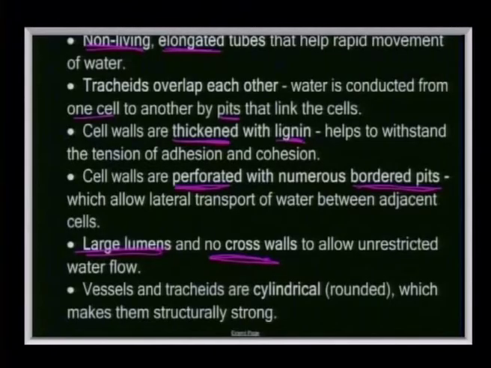Vessels and tracheids are cylindrical. They're rounded, which makes them structurally strong. In our previous session on structure and support of plant tissue, I said to you that if a cell is round, it's much stronger than a cell that's square. So square is fine if you're going to have them on the outside and they're there to form a layer to protect. But when they are rounded, there's a lot more strength to be able to carry this force of water. And water is probably the strongest force we have on this earth, if you look at what water can do.